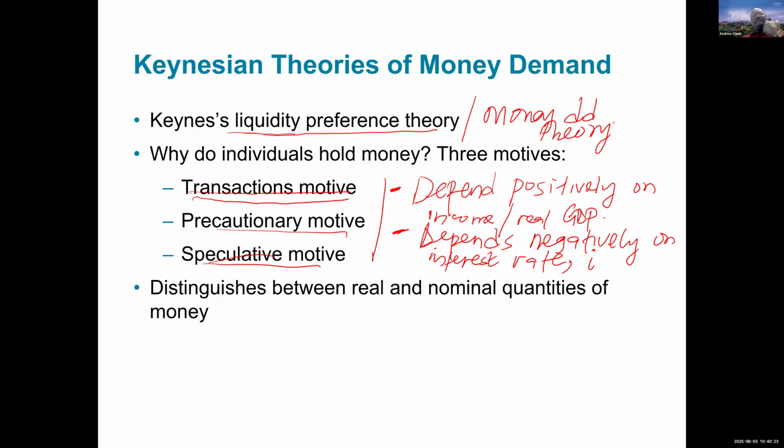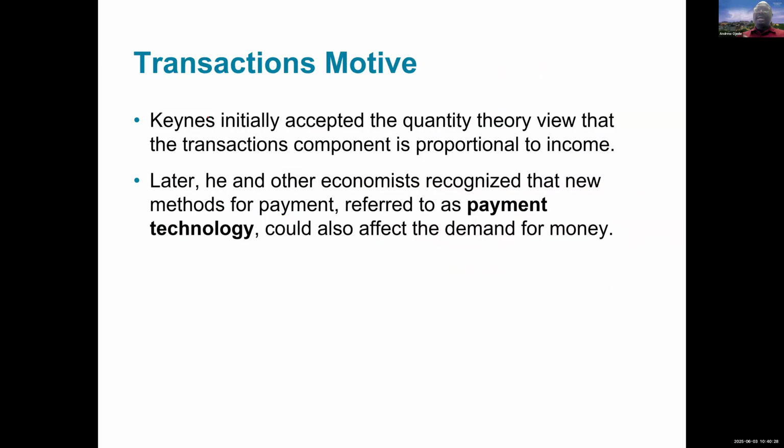But Keynes also argues later, and other economists also recognized this later, that the money demand might also depend on the payment technology. I want you to think about before 1973. Remember, the first ATM machine was invented in 1973, meaning that before 1973, if you wanted money, you wanted cash, because there were no debit cards, no credit cards, and no ATMs. So anytime you needed money, it required your physical presence at your bank location.